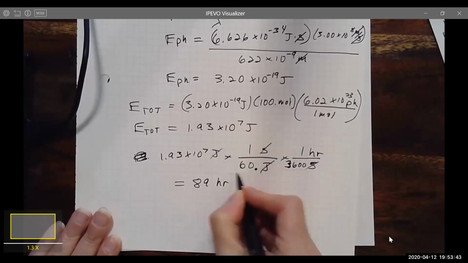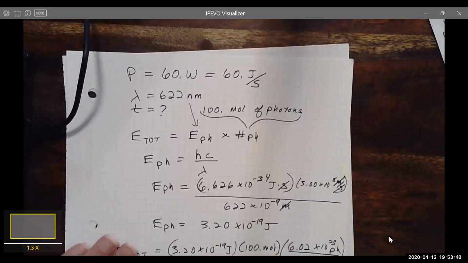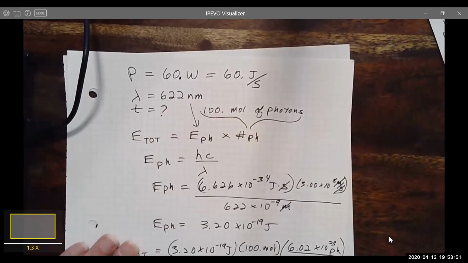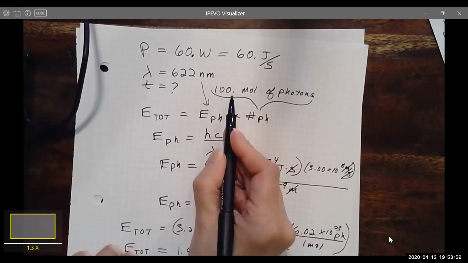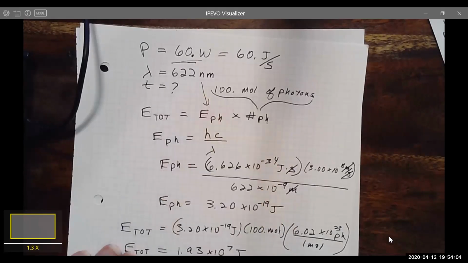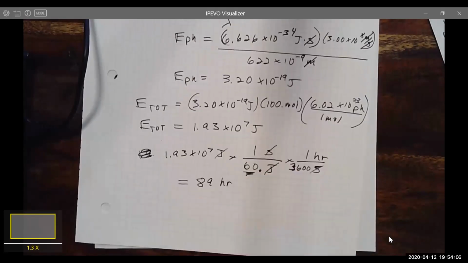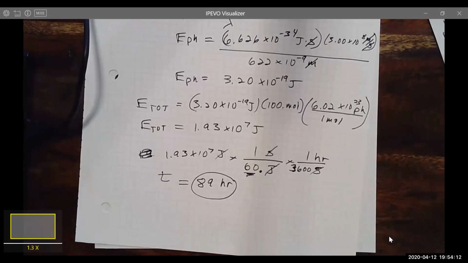2 sig figs, because that was given to us as 2 sig figs in the problem. If I go way to the top here, it told us 60 watts. It had a decimal point in there, and that means that 0 is significant. So 2 sig figs. Our 100 moles had 3 sig figs, but this is going to limit our sig figs in our answer to 2. So back down to here, and our answer is 89 hours. So that's our time. So that means it's going to take 89 hours for this light source to release that 100 moles of photons. So that's the end of that problem.